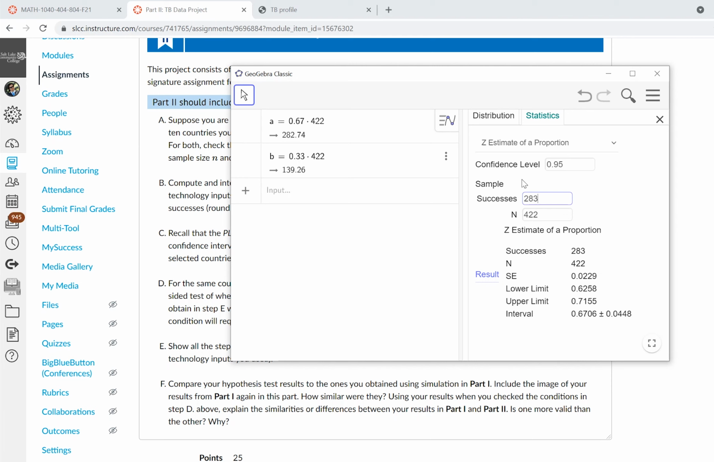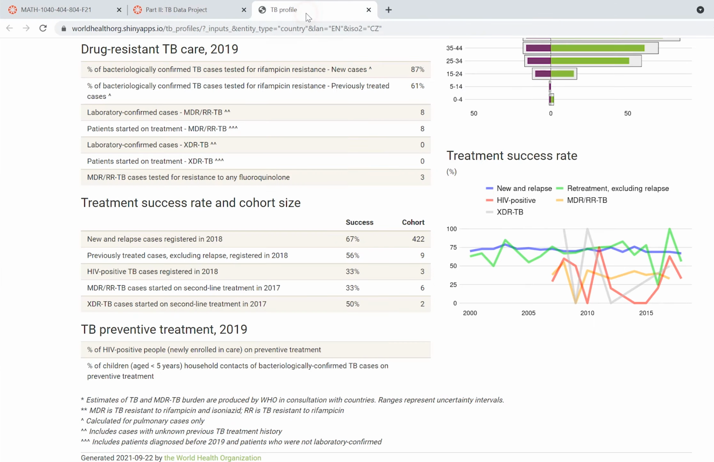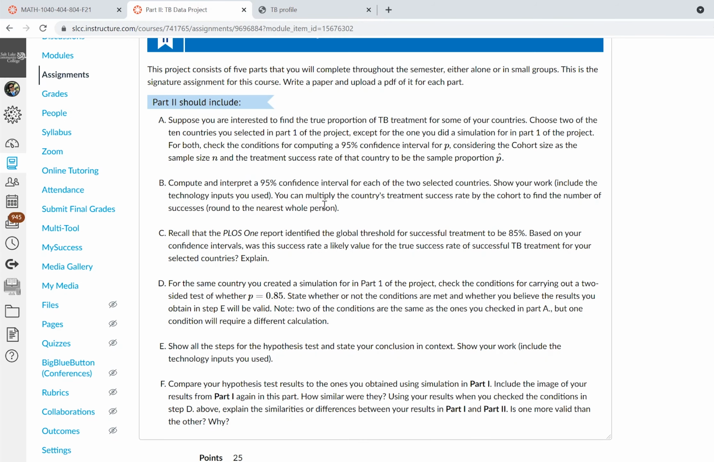This would be my interval, and you would want to take a picture of this and include that into your project. That would be how you would show your inputs and calculations. You are going to do that for both of your countries.